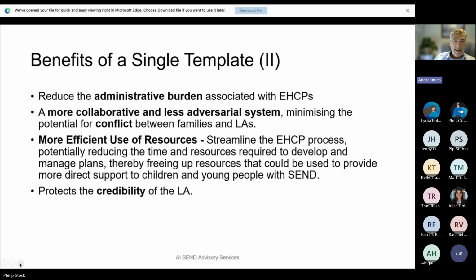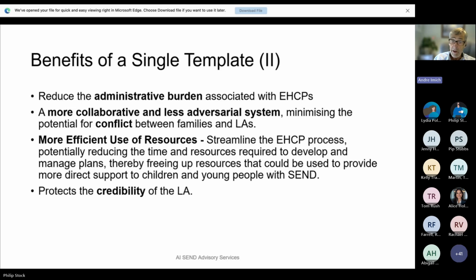So I do think having a single template will reduce the time and resources required to produce plans. I'm looking at Sally's query. Would a single template help with having an unequal amount of provision? There are issues there, and I think it would certainly help to standardize the wording of provision.